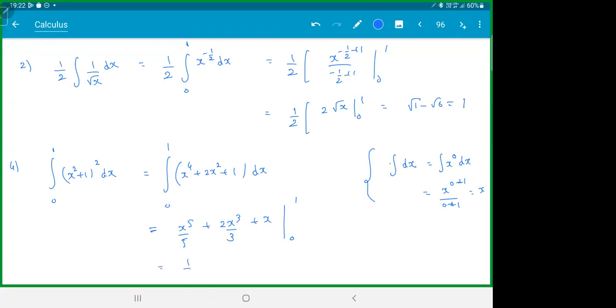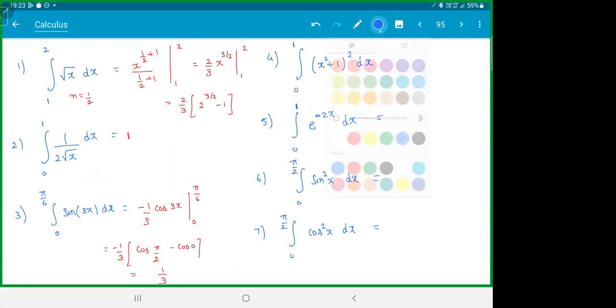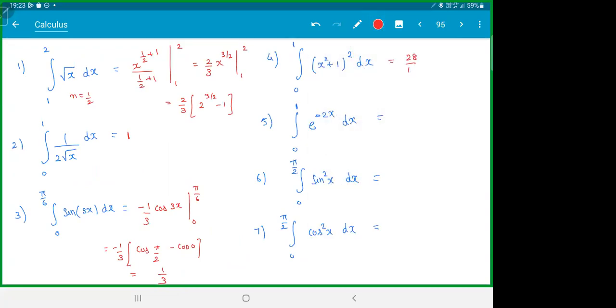Now substitute 1 in this. 1 by 5 plus 2 by 3 plus 1, and the second term will be 0. How much is this? 1 plus 1 by 5, 6 by 5, plus 2 by 3. 18 plus 10, 28 by 15. Jasha, check. You got 18, I got 28. So maybe I'm wrong. I got 28 by 15. Others? Okay. It's 28 by 15 it seems.